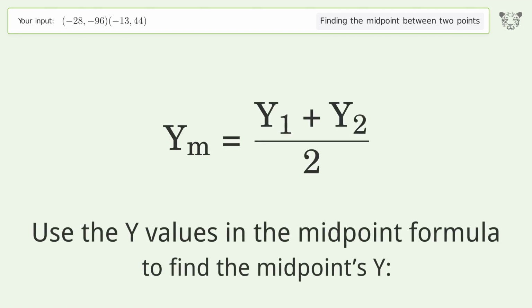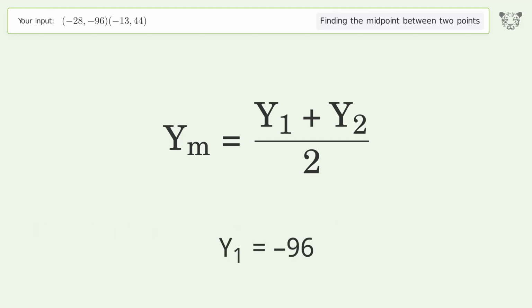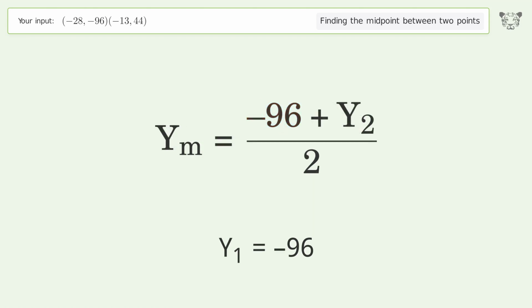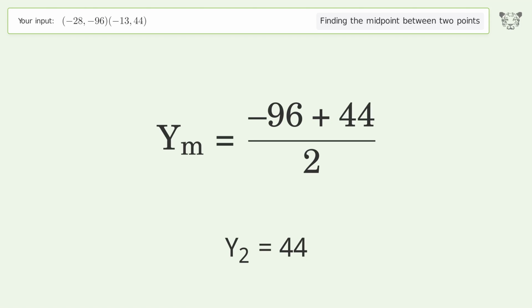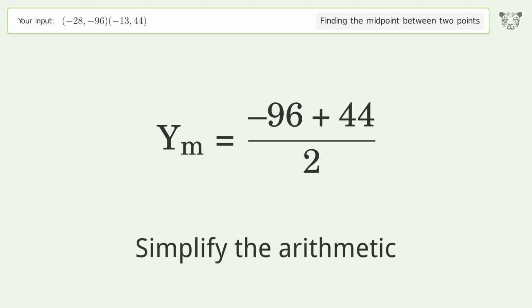Use the y values in the midpoint formula to find the midpoints y. y1 equals -96. y2 equals 44. Simplify the arithmetic.